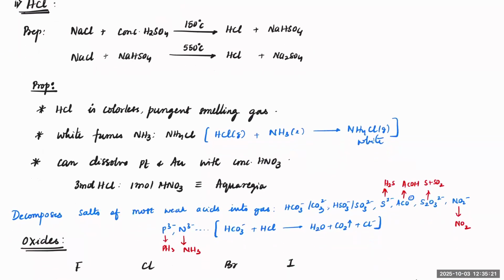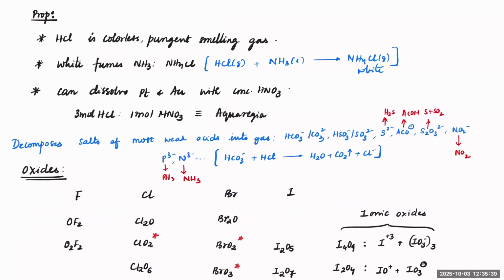Next, in HCl: NaCl plus concentrated H2SO4 at around 150 degrees will become HCl and NaHSO4. And NaCl plus NaHSO4 will convert into HCl plus Na2SO4 as the temperature increases. This is how you can prepare HCl as well. HCl is a colorless, pungent smelling gas. It will give white fumes with ammonia, the dense white fumes which you will get.